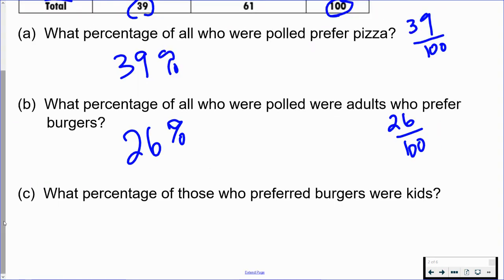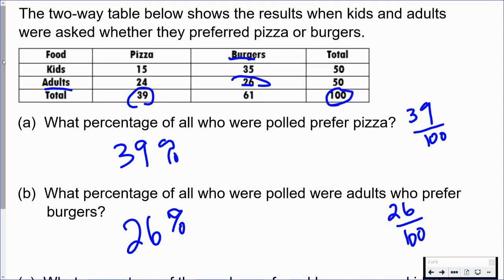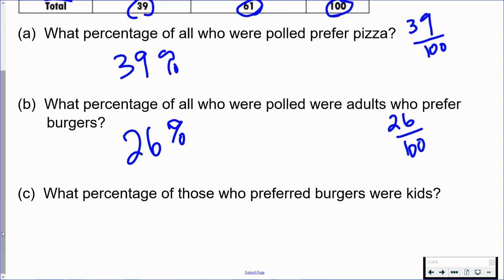One more. What percentage of those who preferred burgers were kids? Okay, so now this one's a little bit different. Notice that this doesn't say percentage of all who were polled. This says what percentage of those who preferred burgers. So let's go take a look. How many people preferred burgers? That was 61 people, right? 61 people preferred burgers. So that's our bottom number this time. Okay, it's not out of 100, it's out of 61 because it said what percentage of those who preferred burgers, okay, were kids.